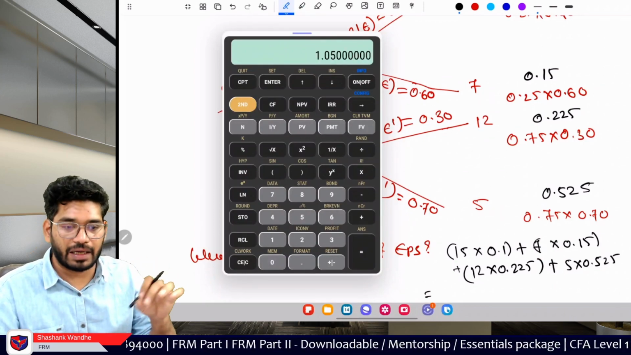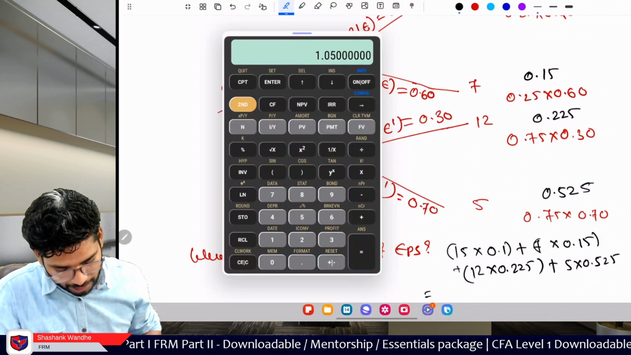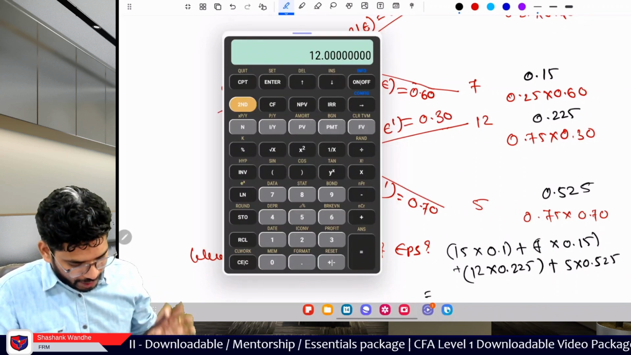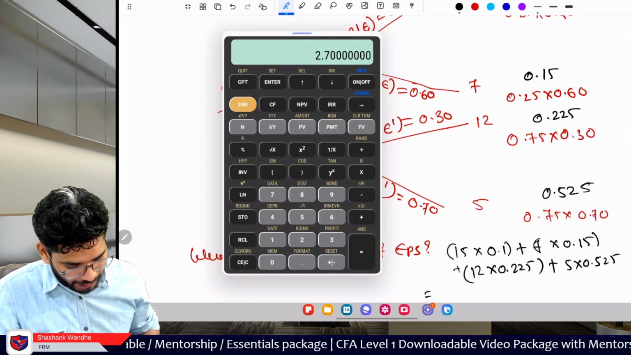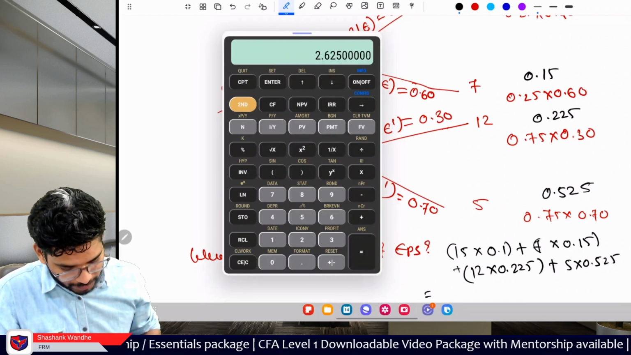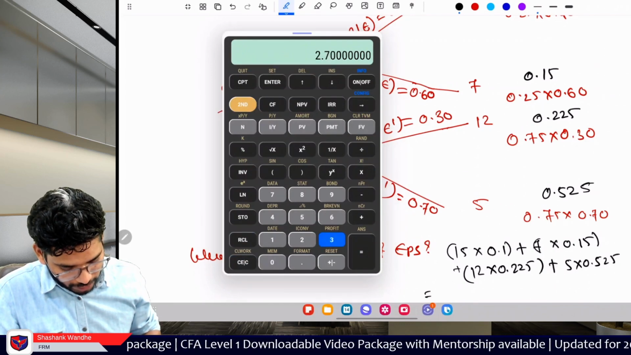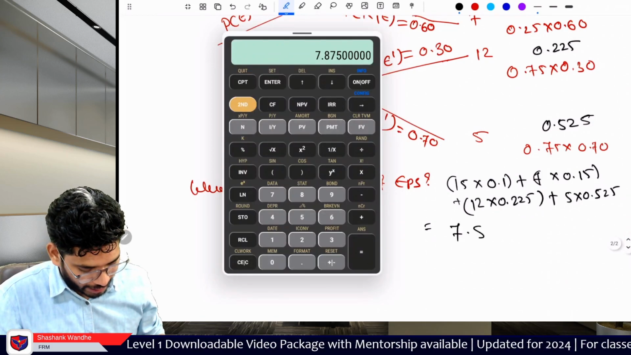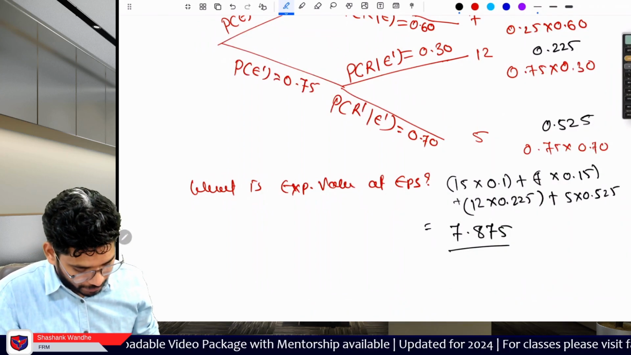And one more thing, in case I make any mistake, please make sure you are doing it correctly, because I am using a software version of this calculator. So sometimes it is difficult to use this calculator. Sometimes there's a possibility that I will end up pressing some wrong button. So make sure you do the correct calculation. 5 multiplied by 0.525, the answer is this. Now simply recall 1 plus recall 2 plus recall 3 plus recall 4, and the answer is 7.875, and this is the expected EPS of the company.